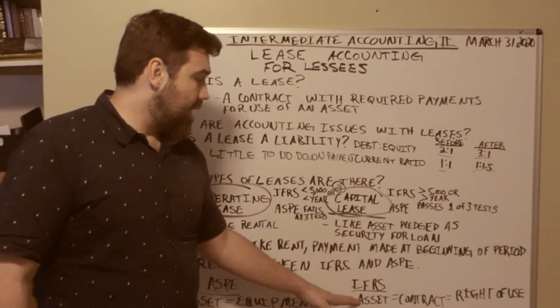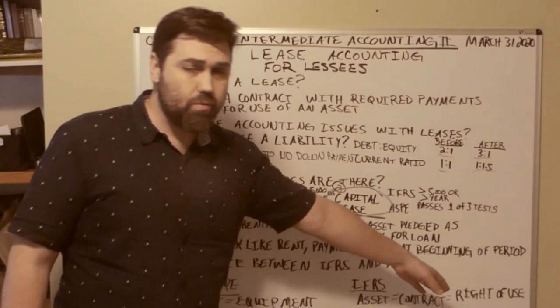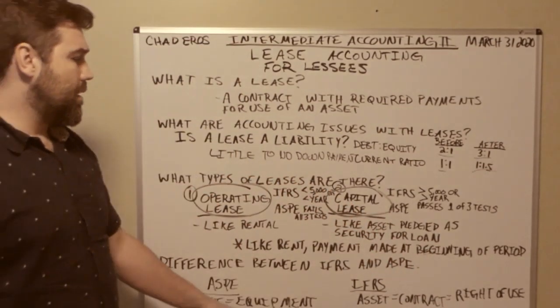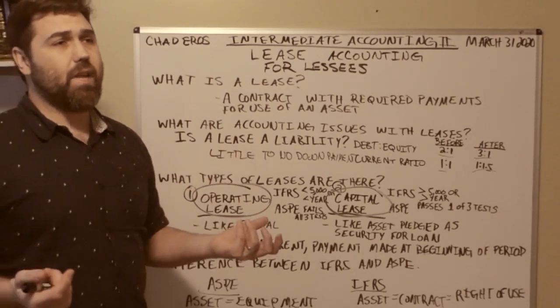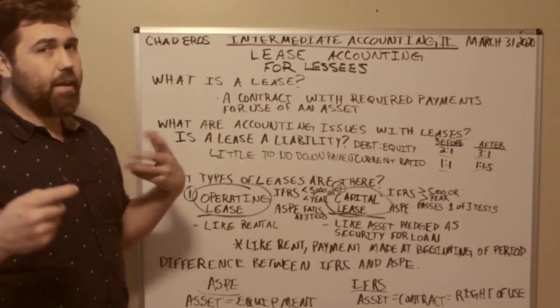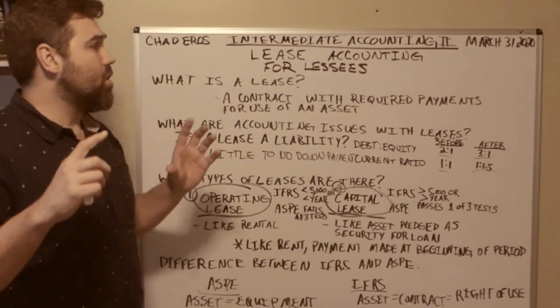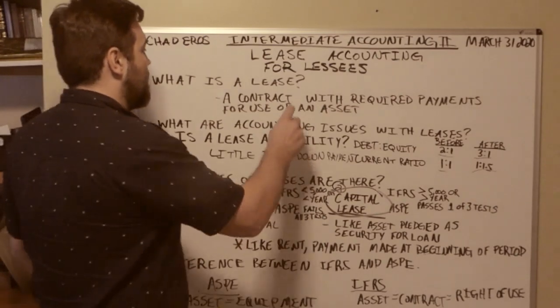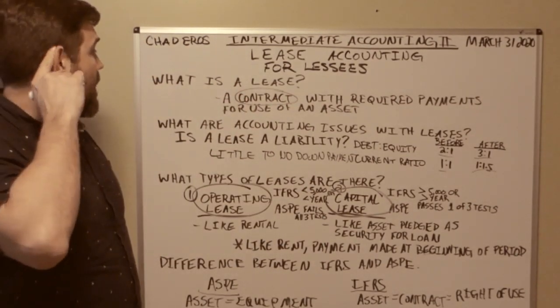But with IFRS, the asset is not actually the tangible piece of equipment. Under IFRS, the asset is the contract itself. It's the right to use the asset. So under IFRS, it's right of use. So it's your right to use that asset. That's the actual asset itself. It's kind of like a derivative almost. So the lease contract, that's the asset under IFRS.